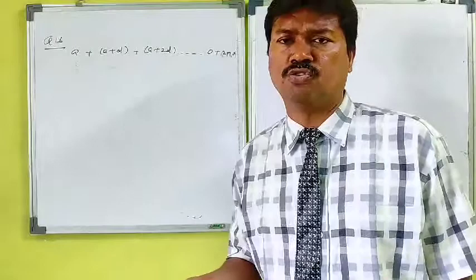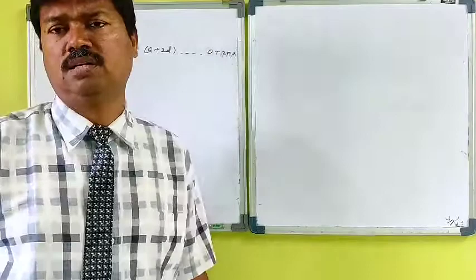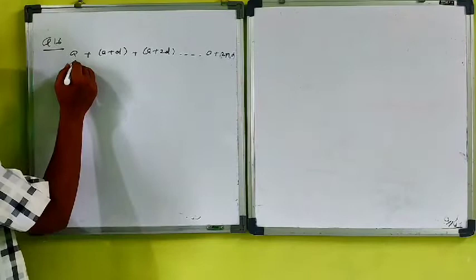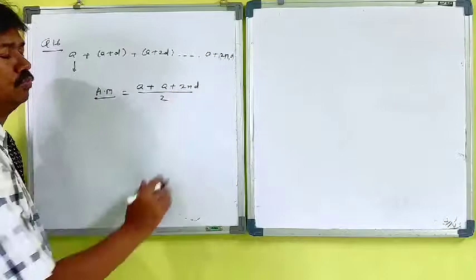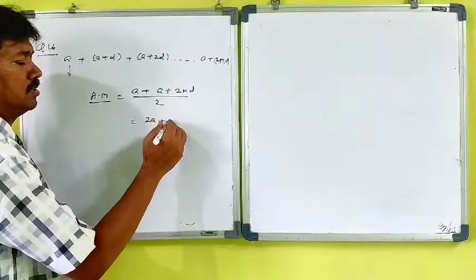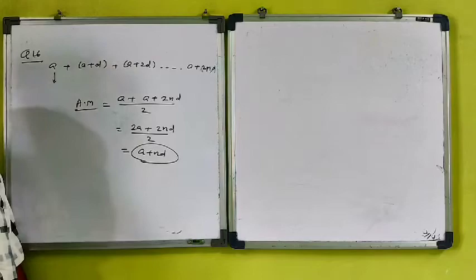That means we can say that it is the average of the first and the last. The first term is a, so AM is a plus 2nd upon 2. That is, 2a plus 2nd upon 2. So the 2 is common and gets cancelled. So it is a plus nd. So the arithmetic mean will be a plus nd. That's it. That's the answer.